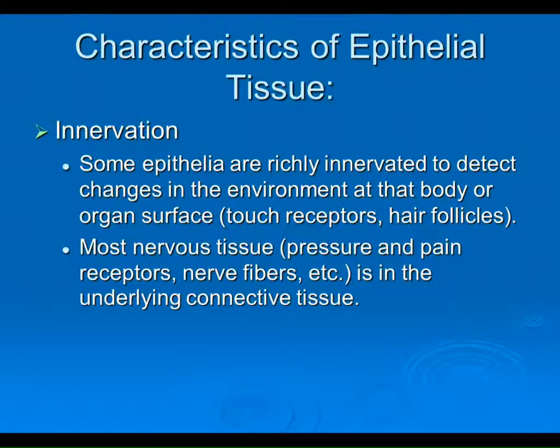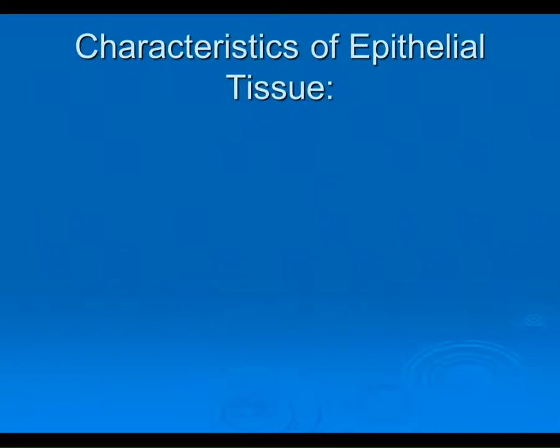Now, there's even more nervous tissue deeper. So in your skin, remember the outer layer is your epidermis, and that is epithelial, and then the dermis is made of connective tissue. So yes, you have some nerve endings in the epithelial layers, but you have even more nervous tissue down in the dermis, in the connective tissues.